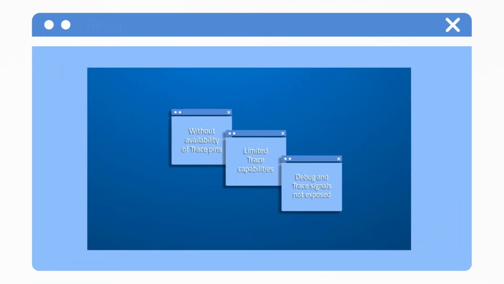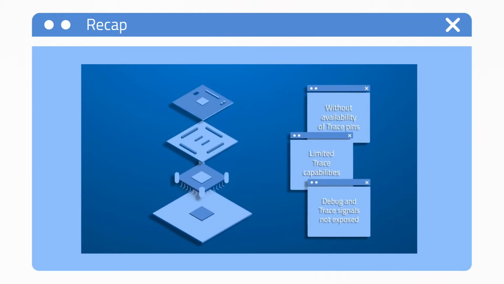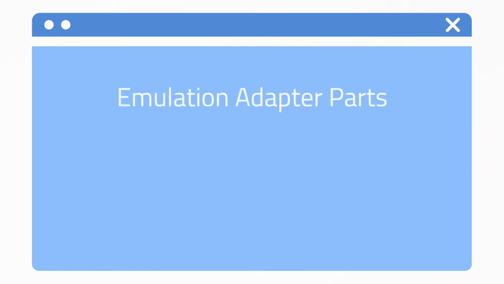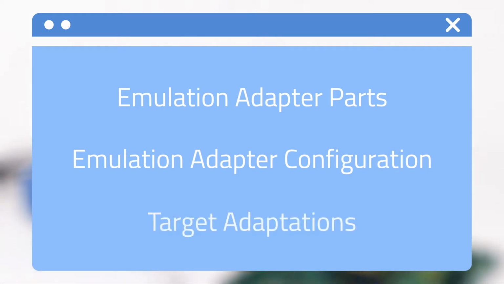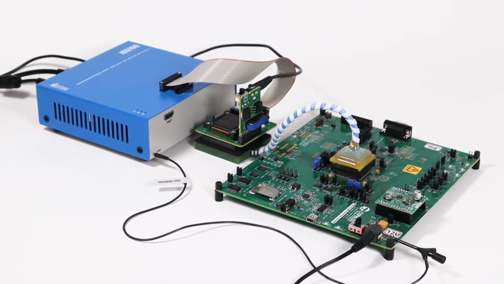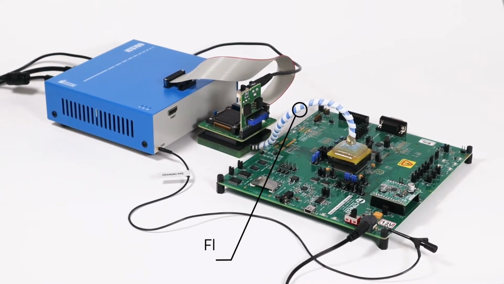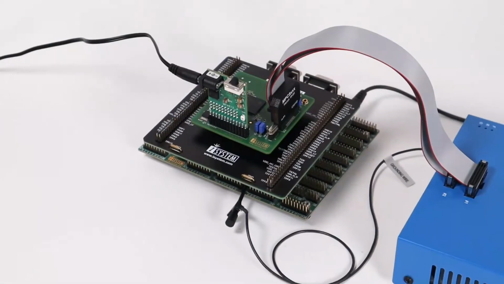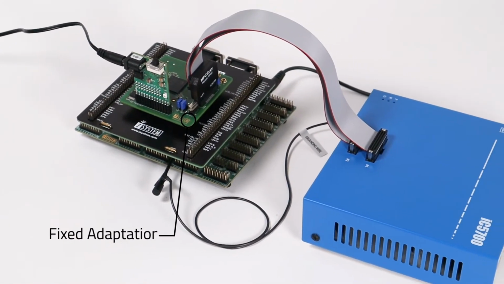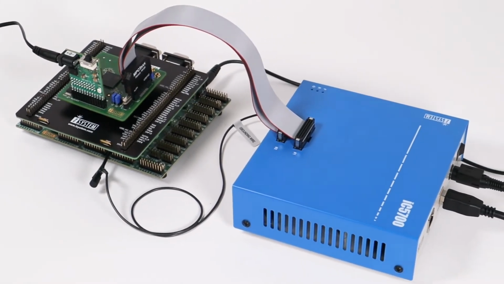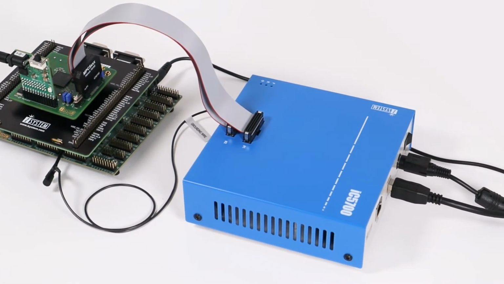In the previous episode, we got familiar with the basics of the emulation adapter and what it's all about. This time, we'll get acquainted with the individual emulation adapter parts, the emulation adapter configuration, and the different target adaptations. Depending on your requirements, you can choose between two types of target adaptation. Flexible adaptation is an alternative choice when fixed adaptation may not be possible in a target setup where space is very limited, or when fixed adaptation is just not available for whatever reason.